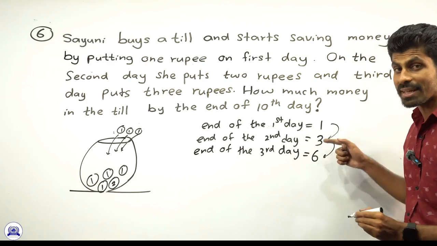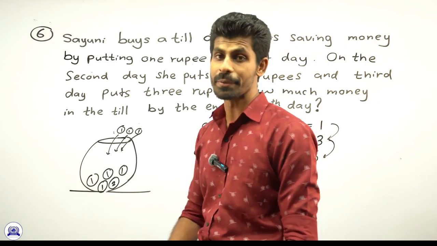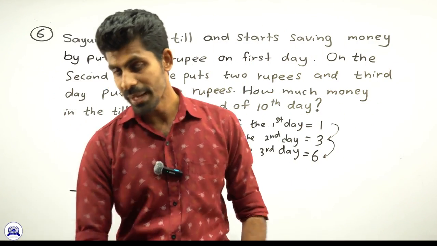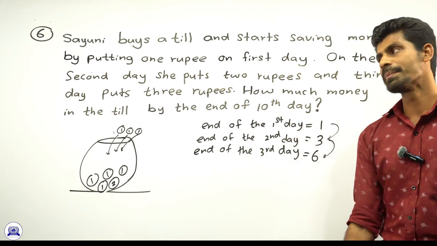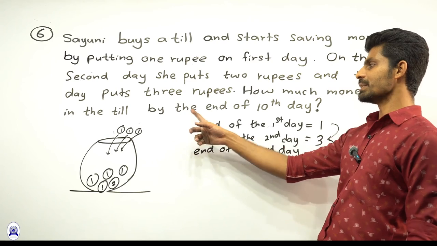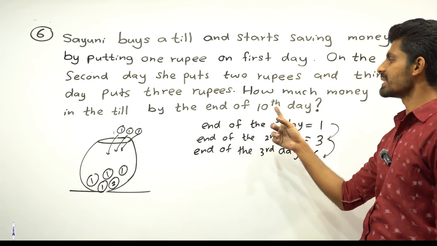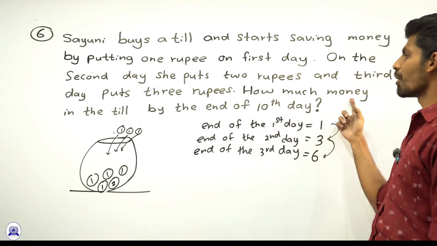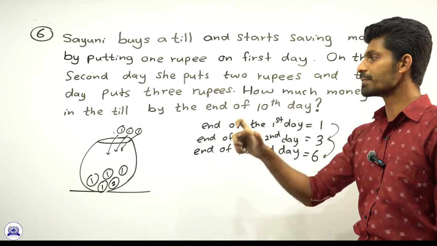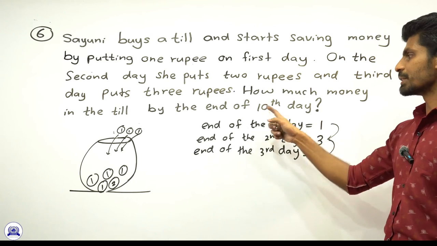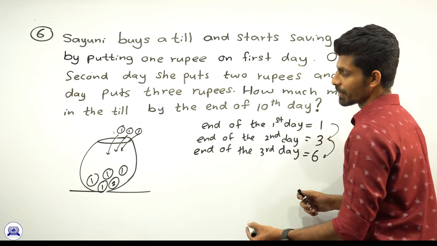1, 3, 6. You are familiar with this number pattern. What is that number pattern for you? Even numbers or odd numbers or triangular numbers, or what is the number pattern? Yes, triangular number patterns, right? Then you need to find out the end of the 10th day. How much money is in the till by the end of the 10th day? That means you need to find the 10th term of this progression.